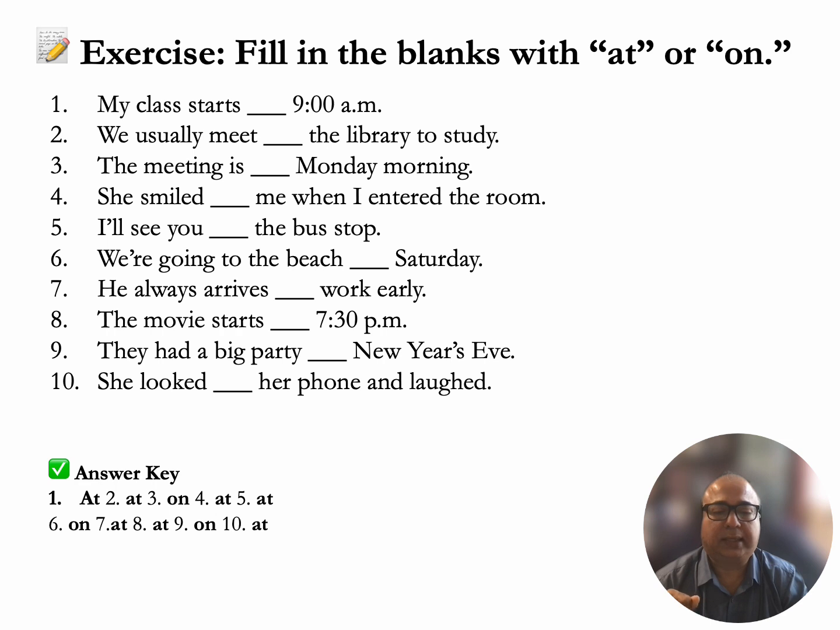Number 1 is at, 2 is at, 3 is on, 4 is at, 5 is at, 6 is on, 7 is at, 8 is at, 9 is on, 10 is at. Now to practice pronunciation or even speaking, now you know the answers. I need you to read each sentence out loud. You can even record yourself if you want to know how you sound, how people hear you.